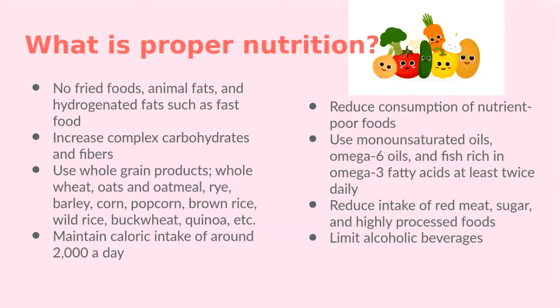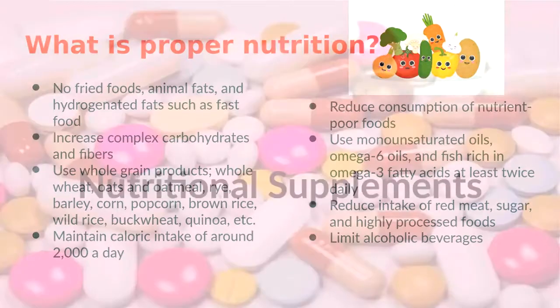And then I just have a little bit on what is proper nutrition here. No fried foods, of course, and no animal fats, such as fast foods. Increase your complex carbs and fibers, and use whole grain products. Also maintain a calorie count of around 2,000 a day, and try not to take as much red meat, sugar, or highly processed foods, and limit alcohol, of course, if you can.